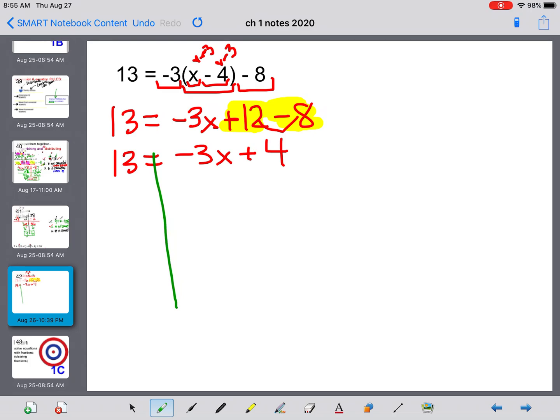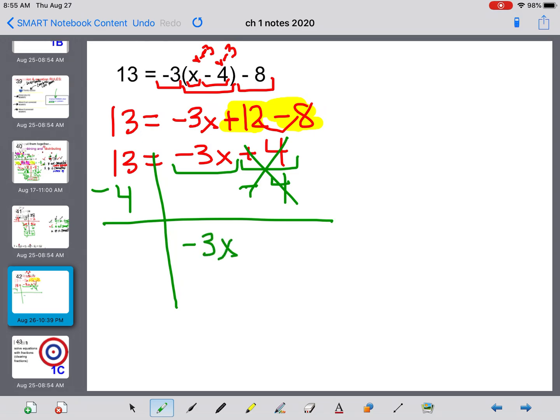I draw my line, my equals sign, and then I look for the number that's not connected to my variable. In this, I have a number that's connected to my variable. I also have plus 4. So I'm going to get rid of plus 4 by minusing 4. And I want to minus 4 over here to keep it equal. This one's going to go to 0. I end up with a negative 3x on this side. And over on this side, 13 minus 4 is 9. Step 2 is done. I removed the number that was not connected to the variable.